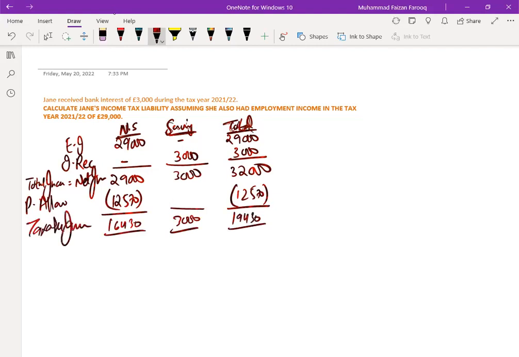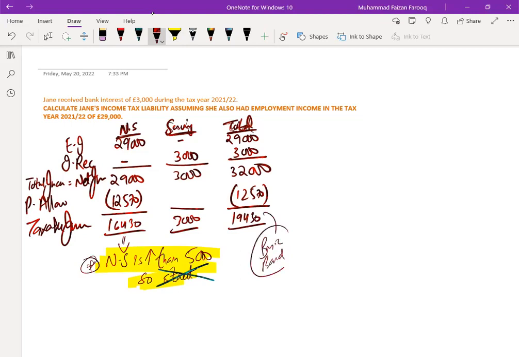On taxable income we are going to apply tax, right? Now, see what I am writing: non-savings is higher than 5,000. So, do we have a start band? No, we will not have a start band because the condition is not satisfied. But the guy is a basic band taxpayer because his income is below 37,700, right? Yes.